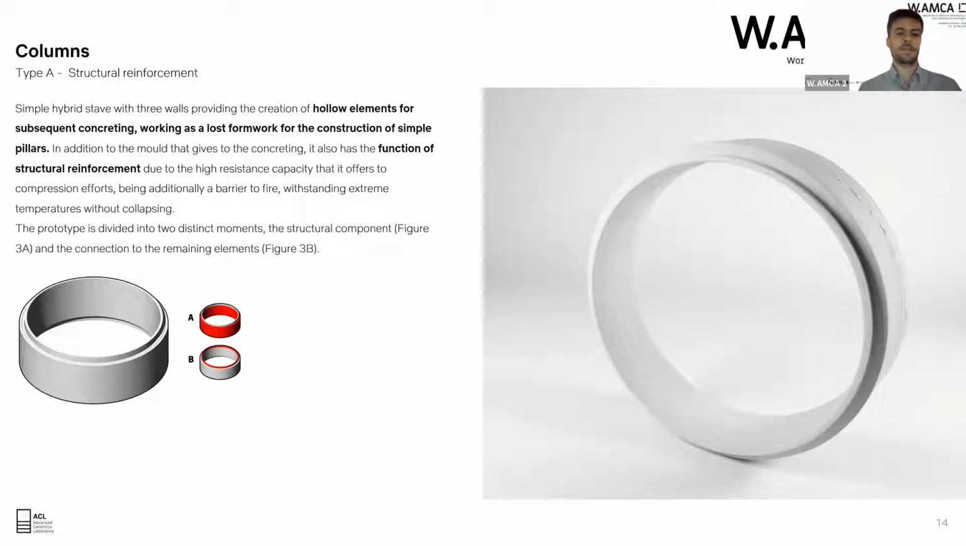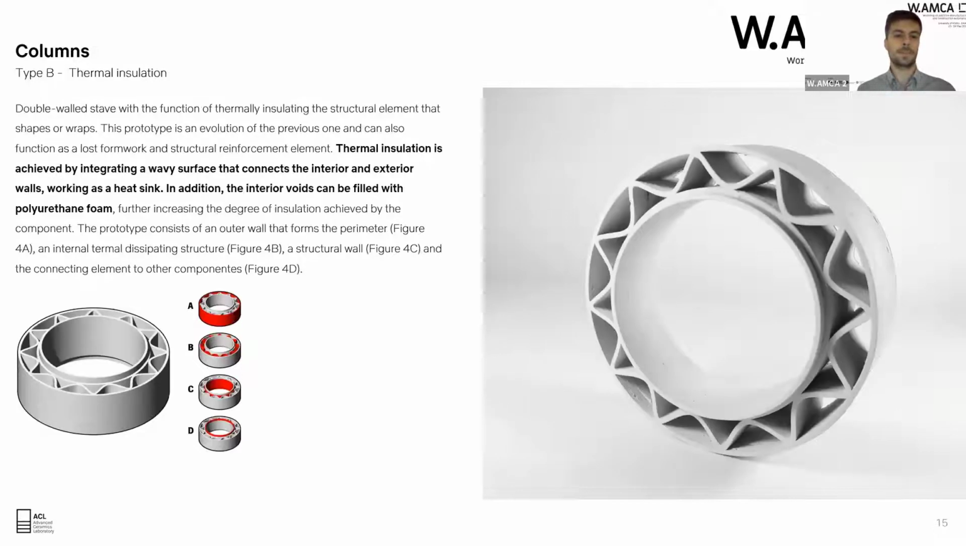So type A is this simple 3-wall component, basically with 2 walls on the outer sides and 1 interior wall that stacks, that goes on to make the connection to the other ones. And this can work as a lost formwork for the construction of concrete pillars.